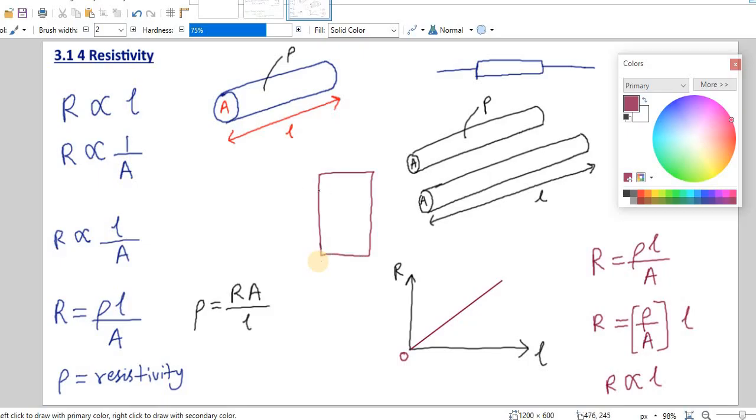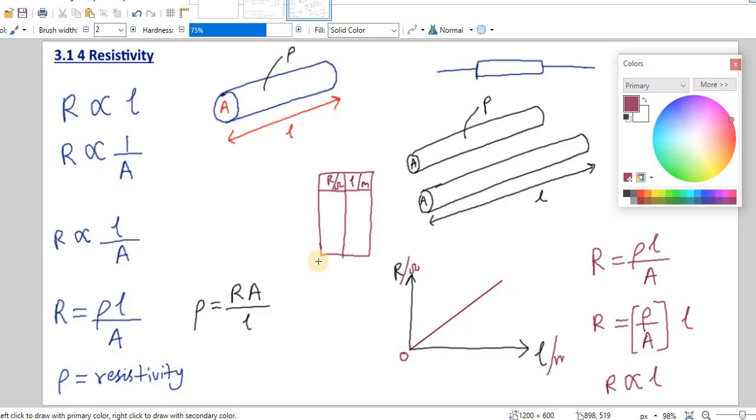Okay, then over here I have 2 columns. One is the resistance in ohms, and the other is the length of the wire in, let's say, meters. So here also I will need to write the unit in ohms and in meters.